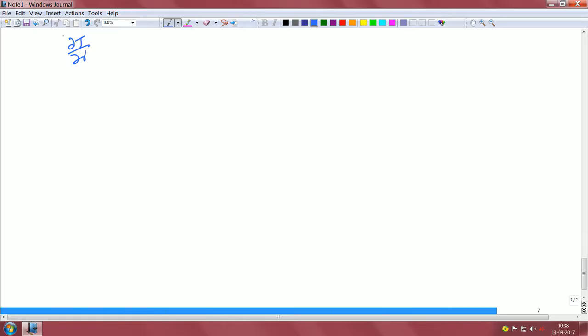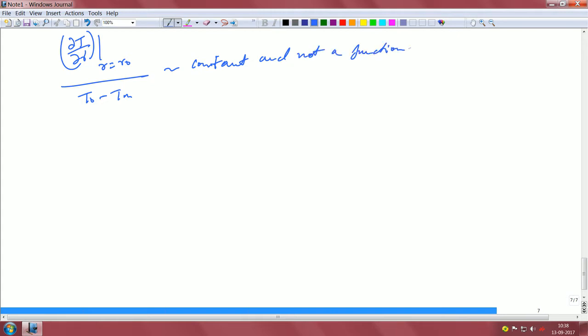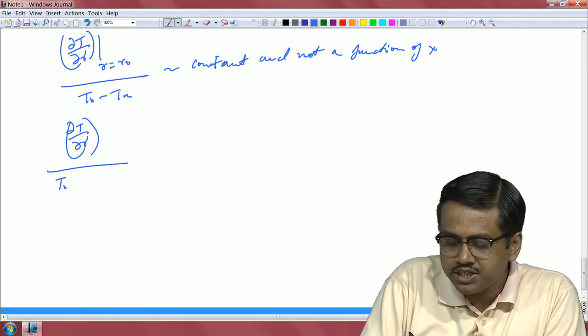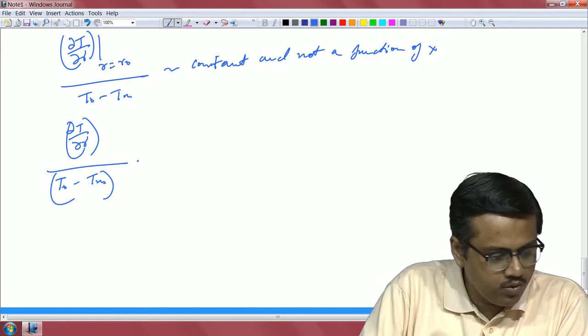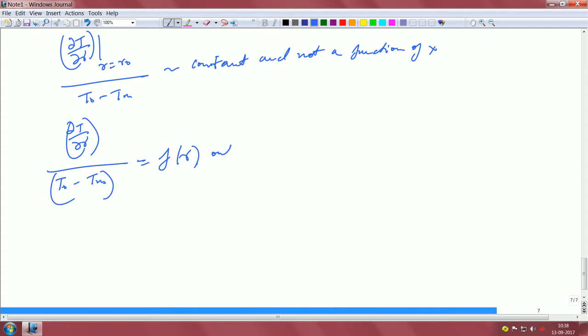So, last class what we saw was that dT/dr evaluated at r equal to r naught, divided by T naught minus T m, is basically a constant, not a function of r, not a function of x. But we know that dT/dr by definition is a function of both x and r. So, one can conjecture that perhaps dT/dr divided by T naught minus T m will be a function of r only, because T naught minus T m is a function of x.